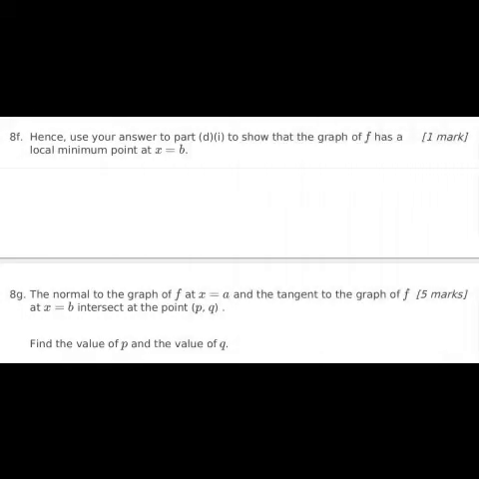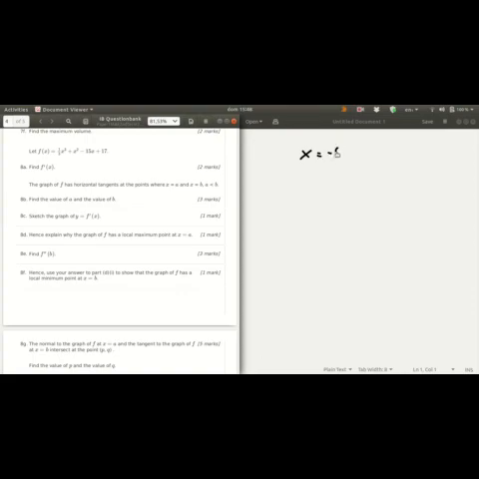The normal to the graph of f at x equals a and the tangent to the graph of f at x equals b intersect at the point (p, q). Find the value of p and find the value of q. Well, because these tangents are horizontal, then the normal has to be vertical. So the equation for the normal at a is simply x equals a, or x equals -5.